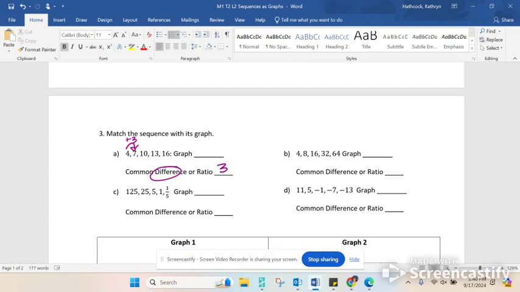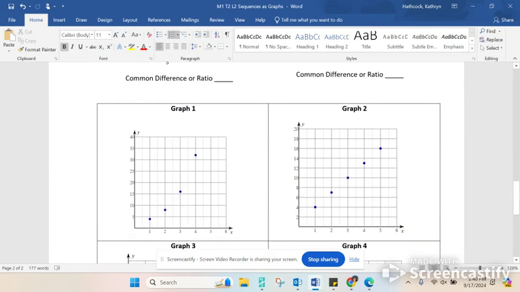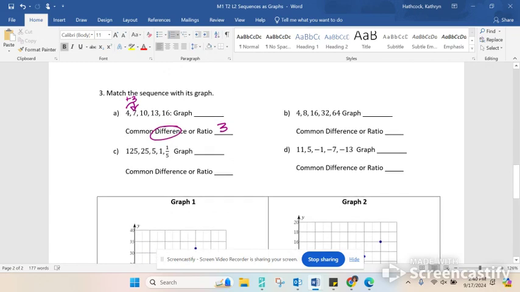And I'm looking at my graphs. Where do I have numbers 4, 7, 10, 13, 16? So if I look at graph 1, oh, I do have one at 4, but then this goes to maybe 8 and then 16, which doesn't match. But this one, when x is 1, y is 4. Then I have, oh, that could be 7, 10, 13. So this one works really well with graph number 2.